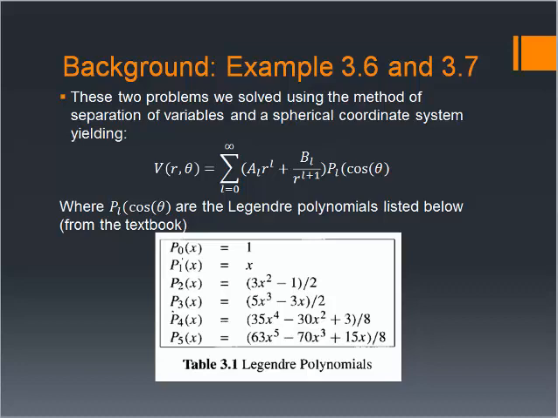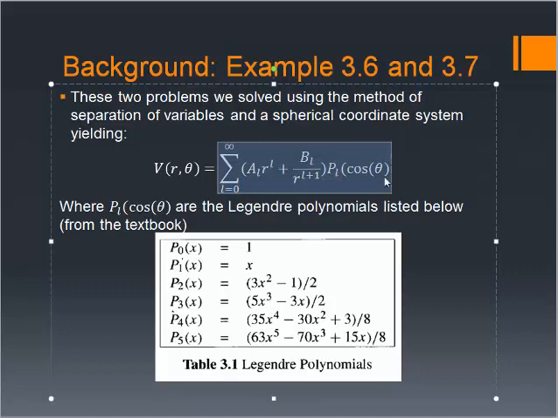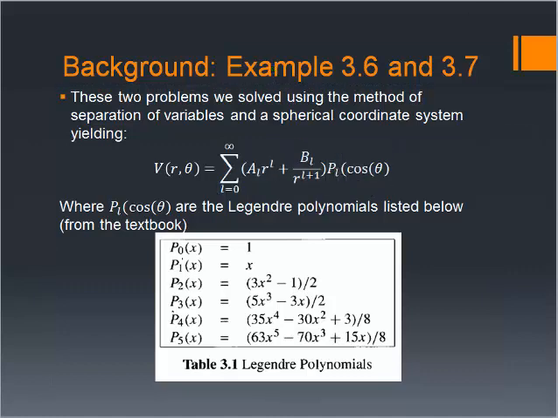Problem 3.17 asks us to reference examples 3.6, 3.7, and 3.9. And all of these problems were solved using the spherical solution to Laplace's equation, which I just quoted directly from the book right here. And this whole term is the associated Legendre polynomials based on the value of L.